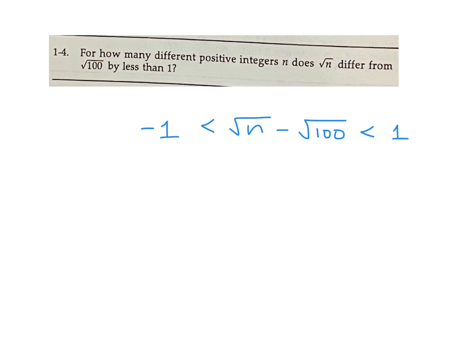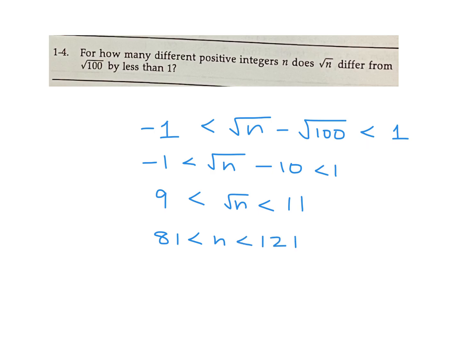Okay, let's solve this. The first thing I think of doing is just getting rid of that square root. That's just 10, right? And then, what do I do now? Put the 10 on each side, so just leave the root n, so add 10 to both sides, so that's going to be 11 and 9, correct? And then let's square both sides, so then it'll be 81, n, and 121. I think that's it.